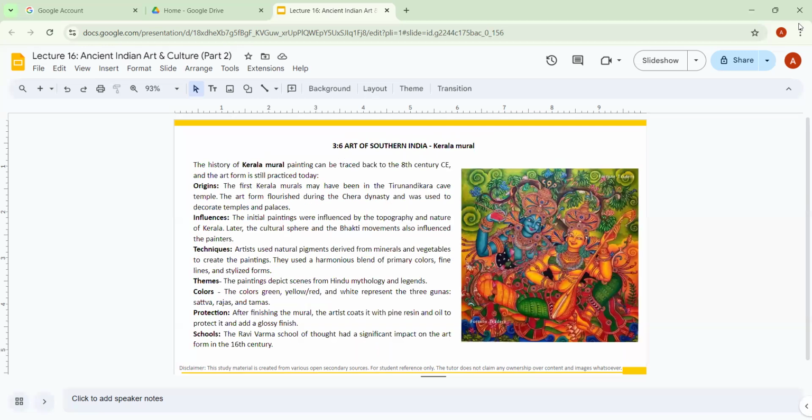The art of southern India, Kerala mural. The history of Kerala mural painting can be traced back to the 8th century. Artists used natural pigments derived from minerals and vegetables to create the paintings. The paintings depict scenes from Hindu mythology and legends. The colors green, yellow, red, and white represent the three gunas, that is sattva, rajas, and tamas.